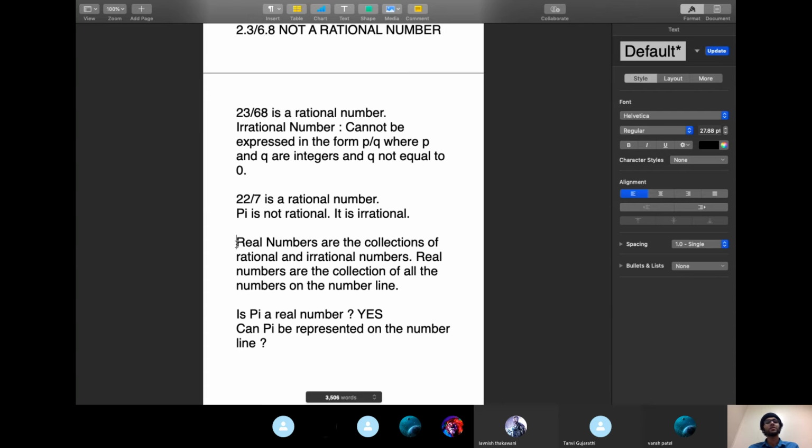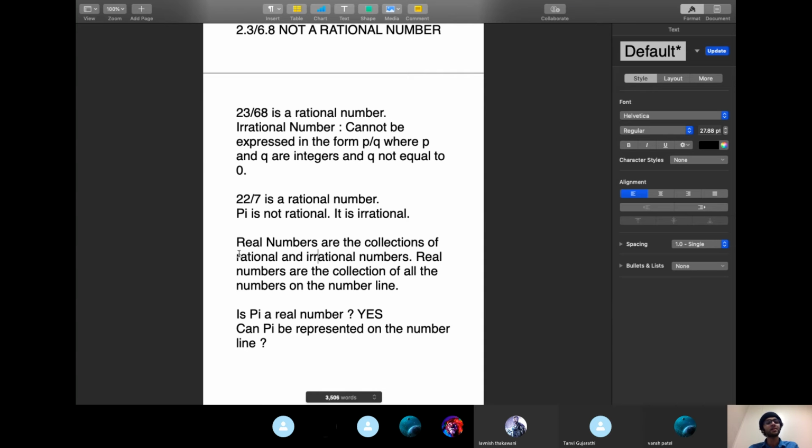We have said that all real numbers can be represented on the number line. We have said that pi is a real number. Why is pi a real number? Because it is an irrational number and irrational numbers and rational numbers come under real numbers. So if pi is a real number, can it be represented on the number line?